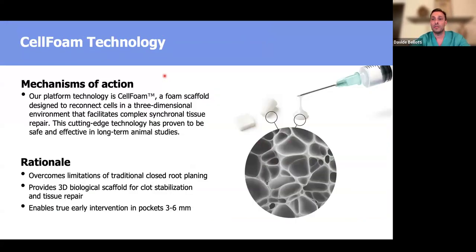So here comes in to help our CellFoam technology. What's the mechanism of action? The platform technology is CellFoam, a foam scaffold designed to reconnect cells in a three-dimensional environment that facilitates complex synchronal tissue repair. This cutting-edge technology has proven to be safe and effective in long-term animal studies. It's a biological scaffold for clot stabilization and tissue repair. It overcomes the limitation of traditional closed root planing, and it enables true early intervention in pockets from 3 to 6 millimeter.